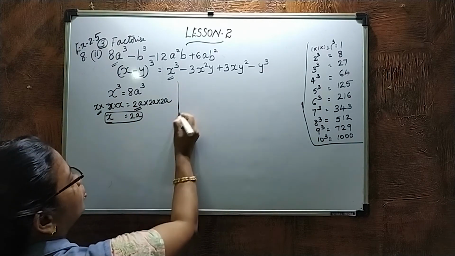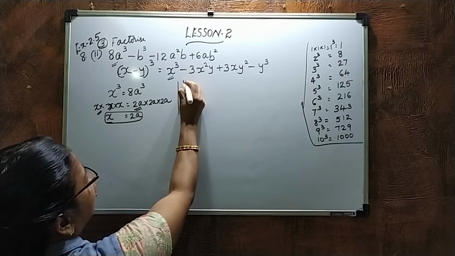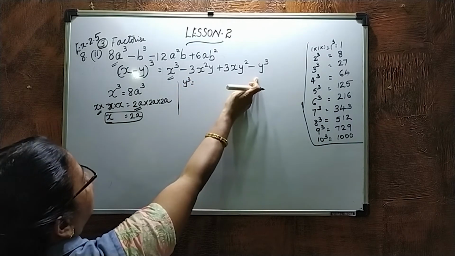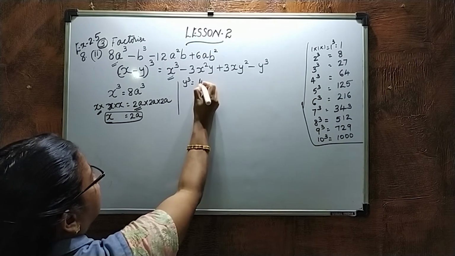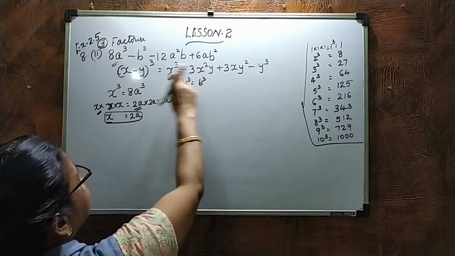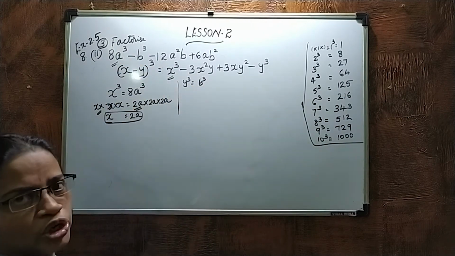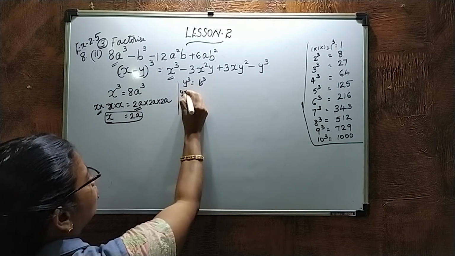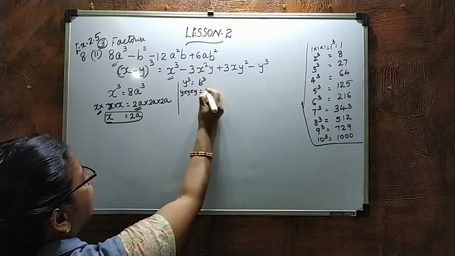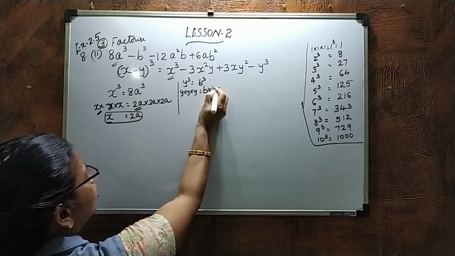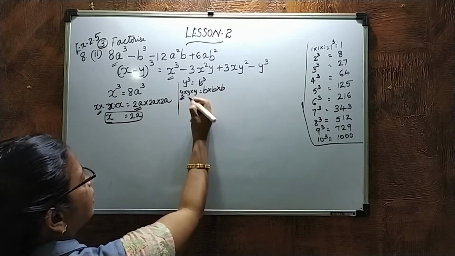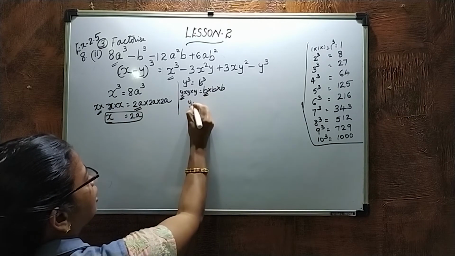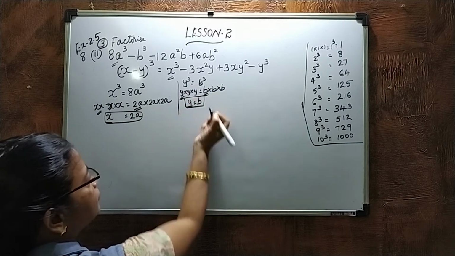Next one, y cube. Y cube means it is b cube. Here a minus sign is there, here a minus sign is there, so no need to worry. So b cube, it is y into y into y is equal to b into b into b. So what is y? It is b. Y is equal to b.